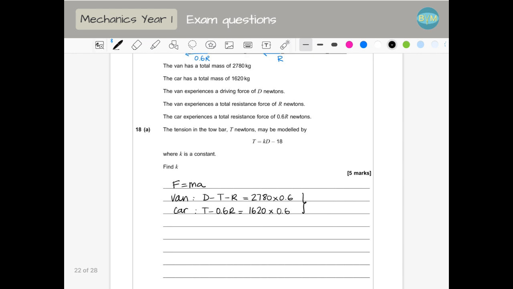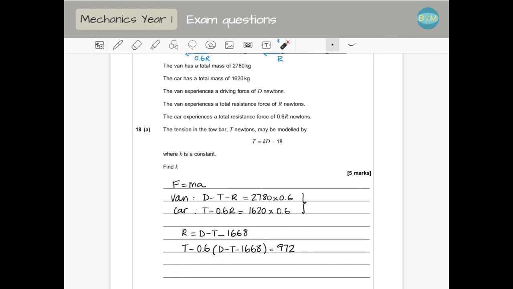So I'm going to eliminate R because I don't want R at all. From the van, for example, it doesn't matter from which one, I can write that R is D minus T minus this value here, which is 1,668. And then I'm going to substitute in the other one. So in the car, I have T minus 0.6 times, instead of R, I'm going to write D minus T minus 1,668, equal to this product that is 972.